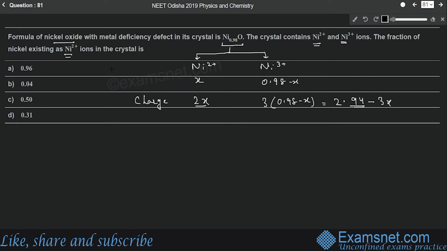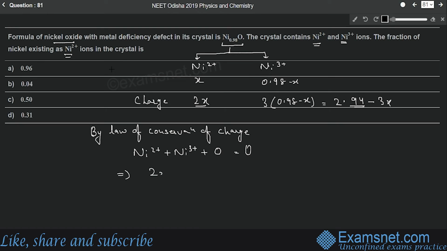Now what will be the charge on oxygen? It will be minus 2. So we can use the law of conservation of charge here. By the law of conservation of charge, the sum of all the charges in this compound will be 0. That means the charge on nickel 2 plus, plus the charge on nickel 3 plus, plus the charge on oxygen will be equal to 0. The charge on nickel 2 plus is 2X, the total charge on nickel 3 plus is 2.94 minus 3X, and the charge on oxygen is minus 2, and the sum will be 0. So here we get 2X minus 3X, that means minus X. 2.94 minus 2 will be 0.94, right? Will be equal to 0.